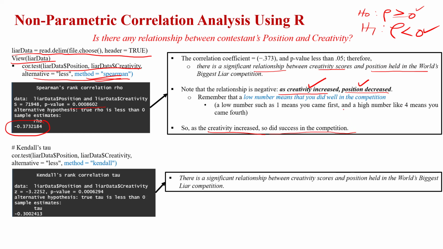Furthermore, if you want to apply Kendall's, we get the same kind of result. They have a strong correlation between the creativity and the position, and we can also see that they have a negative relationship. As the creativity score starts increasing, the position is decreasing. The position decreasing means it goes from 4 to 3, 3 to 2, 2 to 1. So I believe it's clear how you can interpret these results, whether you are going to apply Spearman's test or Kendall's correlation coefficient.